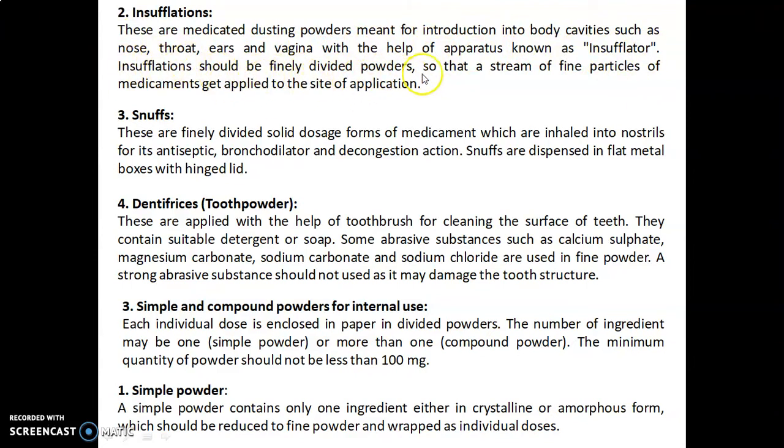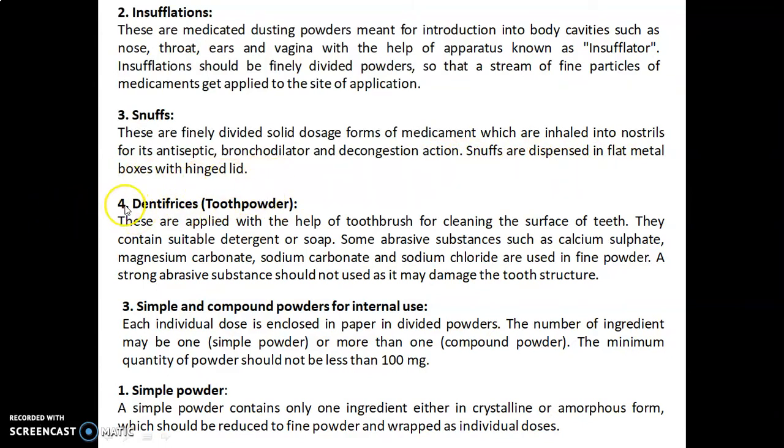Insufflations should be finely divided powders so that a stream of fine particles of medicaments gets applied to the site of application. Snuffs are finely divided solid dosage forms of medicament which are inhaled into the nostrils for their antiseptic, bronchodilator and decongestion action. Snuffs are dispensed in flat metal boxes with a hinged lid.